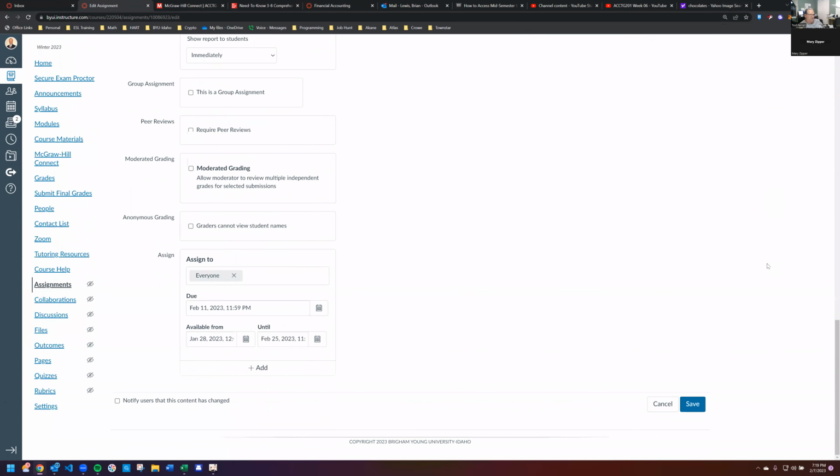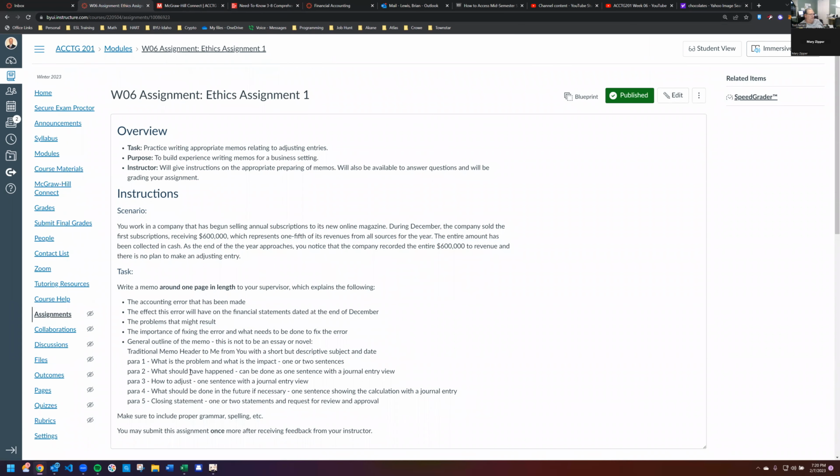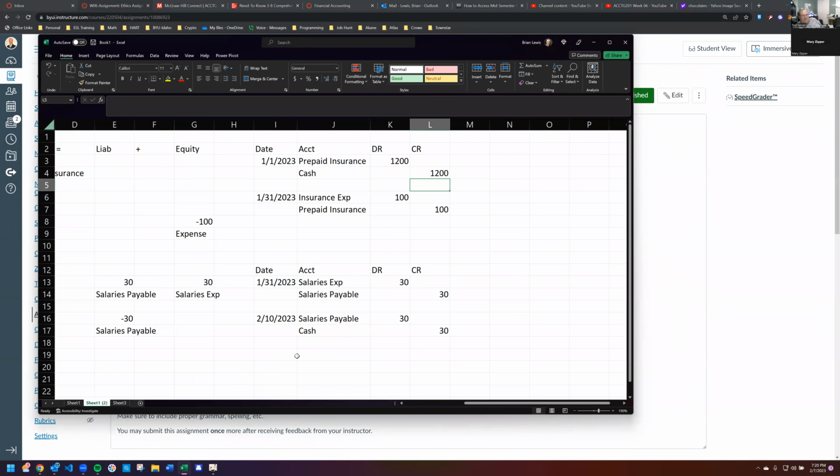1 sentence. It's pretty easy. Cool. Okay. You basically say, this is what should have been done, right? In this one, this is what should have been done. And in this last one, this is how I would adjust it in the current period, whatever. That is the sentence. How to adjust. 1 sentence is what are you going to do?